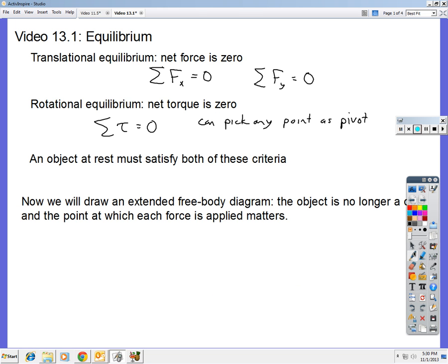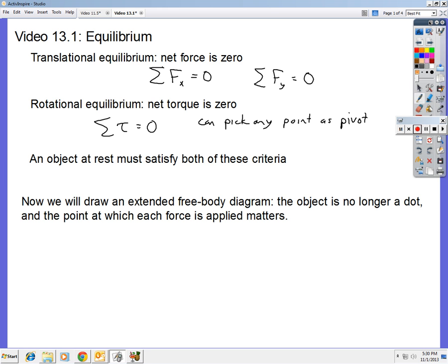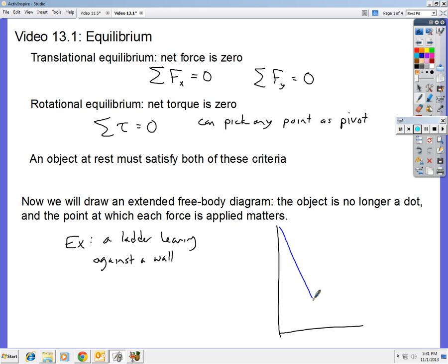Now, in the process of this, we're going to draw something called an extended free body diagram. Instead of treating the object in question as a dot, we're going to draw it more or less how it looks, and the point at which each force is applied really does matter. So the classic example is a ladder leaning against a wall. So here's the wall, and here's the ladder.